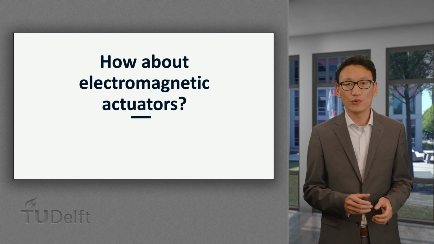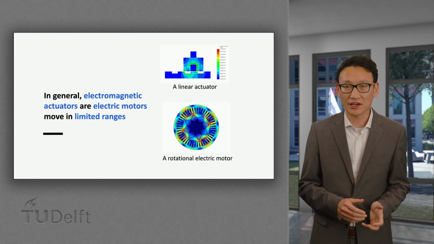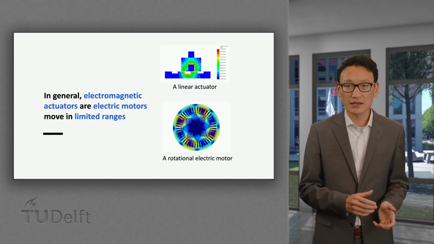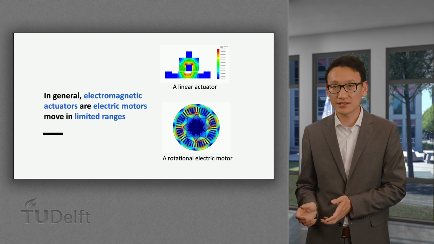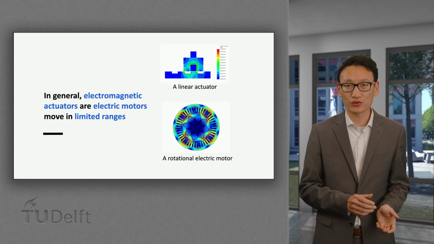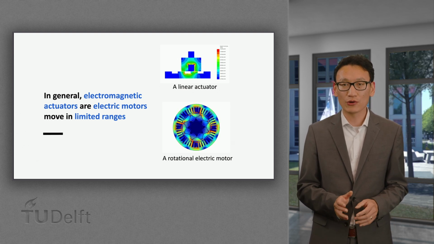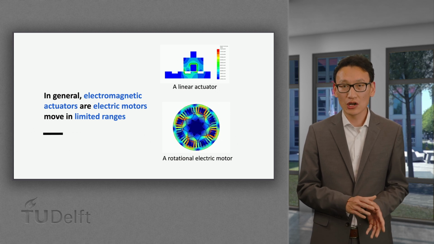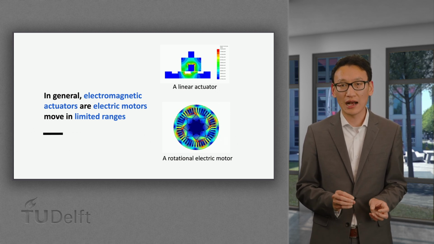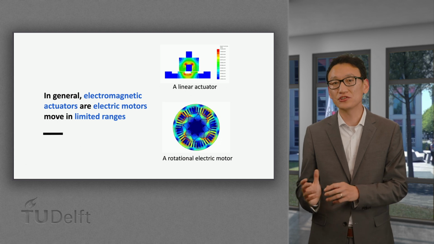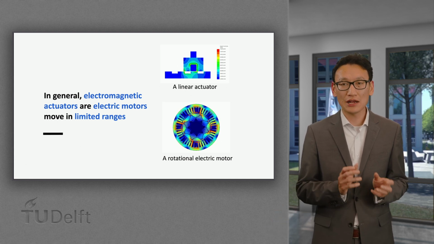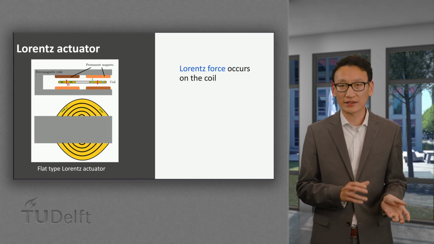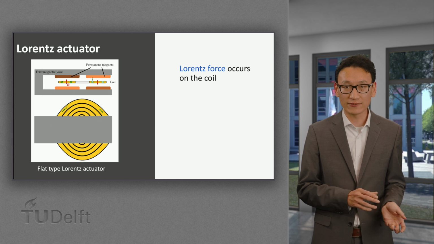In general, we can say electromagnetic actuators are electric motors that move in limited range. As you can see from the 2 animations on the screen, the one on the above shows the motion of a linear actuator, while the bottom one shows an electric motor rotating continuously. An electric actuator can be directly constructed based on Lorentz force.